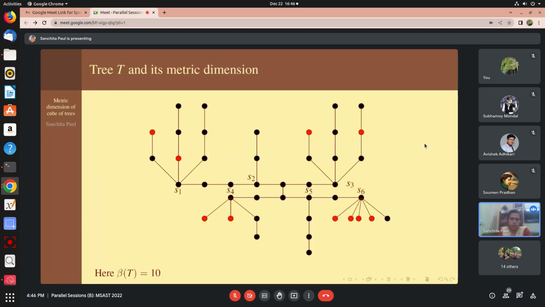Now let's look at this example for clarification. Here you can see that if we take this vertex S1, there are 3 legs attached to it. So except one, from the other two we need to pick at least one vertex in the resolving set. We have taken these red ones from these two. From each of these major stems, S1, S2, S3, we have taken all except one vertex in the resolving set. If you count them, the number is 10 for this particular example.